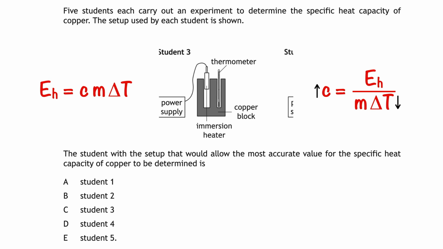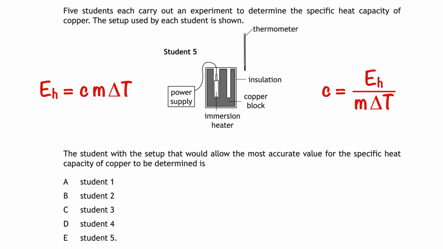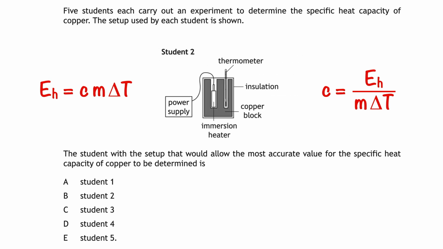Student 4's setup is pretty easy to discount. No insulation placed around the copper block, and the thermometer is measuring the temperature of the air rather than the block itself. As for student 5's setup, they might have insulated the copper block, but that's not going to have any effect on the result since they're measuring the temperature of the air as well. To sum up, the setup which will give the most accurate value for the specific heat capacity of copper is student 2's, making the answer B.